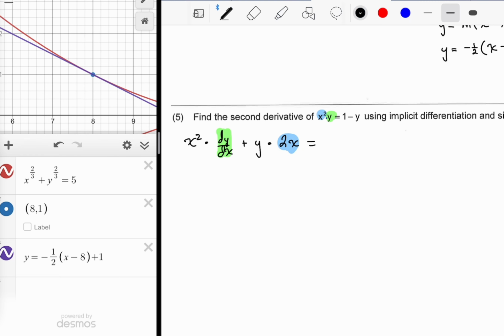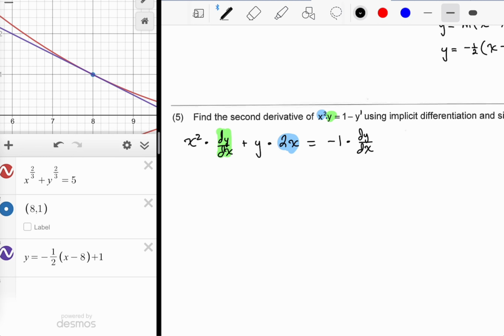On the right-hand side, the 1 goes away, 1 is constant. Derivative of a constant is equal to 0. All right. The negative y, we could look at that as negative y to the first. That would be negative 1y to the 0th. All right, so that's just negative 1. But because it's a y derivative, we multiply by dy dx. All right.